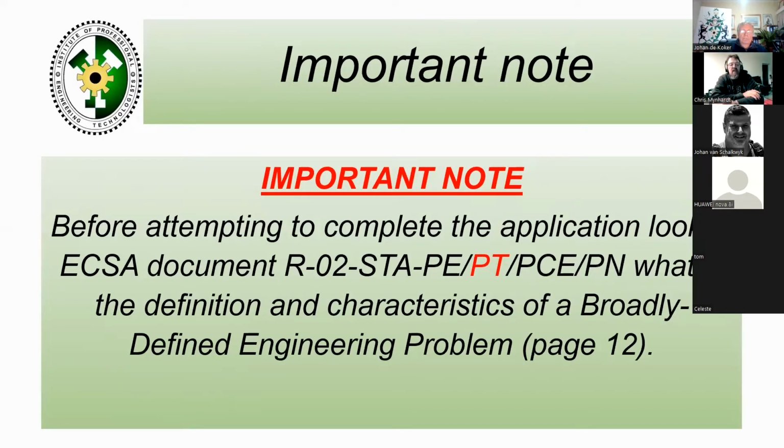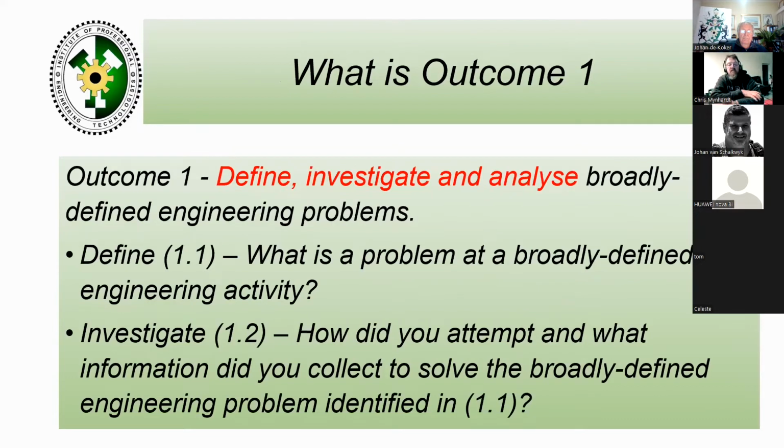Next. Now, an important note. Before attempting to complete your application, look in the ECSA document R02 at what is defined and the characteristics of a broadly defined engineering problem. It's on page 12. There you have questions to answer, and then you can determine if you are working on a broadly defined engineering problem. Okay, next slide.